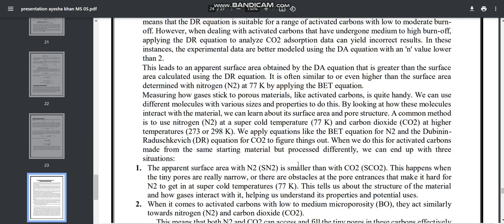Understanding how gas sticks to materials, especially porous ones like activated carbon, is helpful. Different molecules are used at different temperatures, like super cold for nitrogen N2 and a bit warmer for carbon dioxide. Equations like BET for nitrogen and DR for carbon dioxide help us decode what is actually happening. Doing this for activated carbons from the same start but processed differently, we might end up with three scenarios.